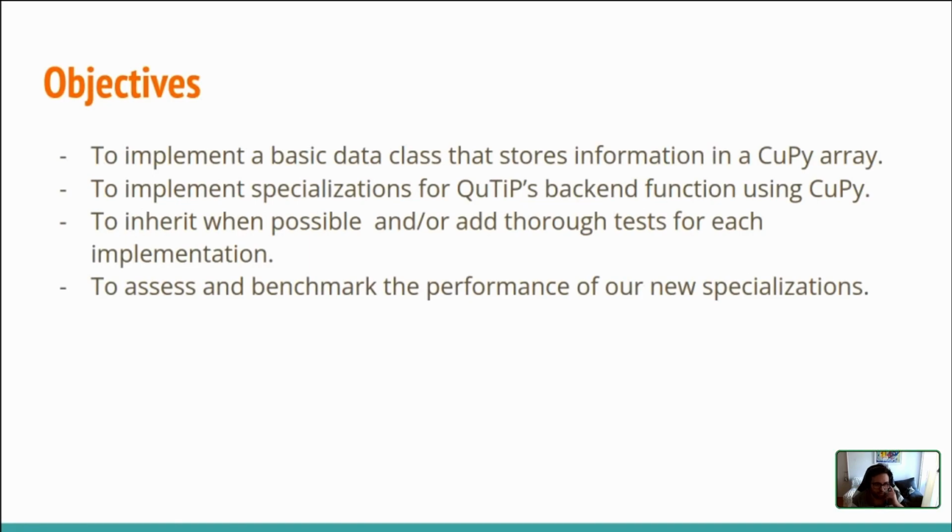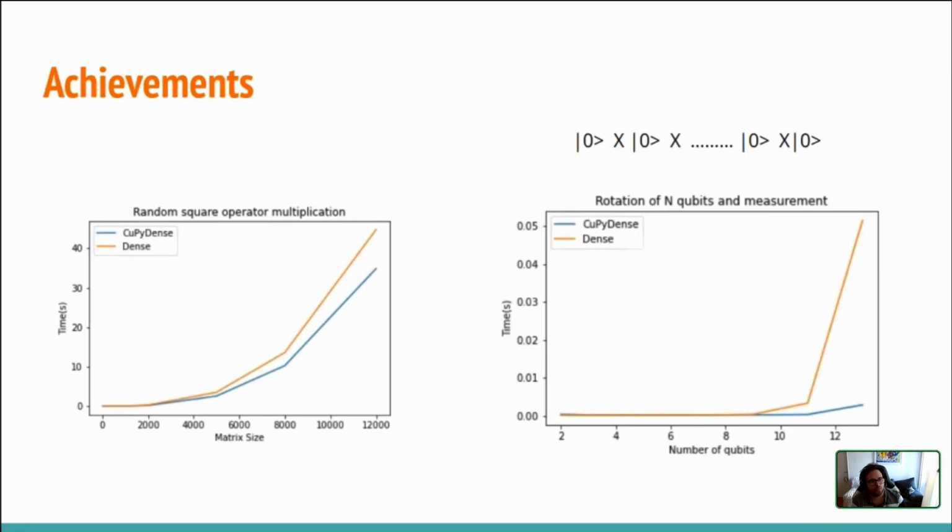So our objectives coming to this project were to implement a basic data class that stores the information in CuPy, to implement the specializations for QuTiP's backend functions using CuPy, to create when possible and add more tests implementations, and to assess and benchmark the performance of the new specializations. So basically, some achievements.